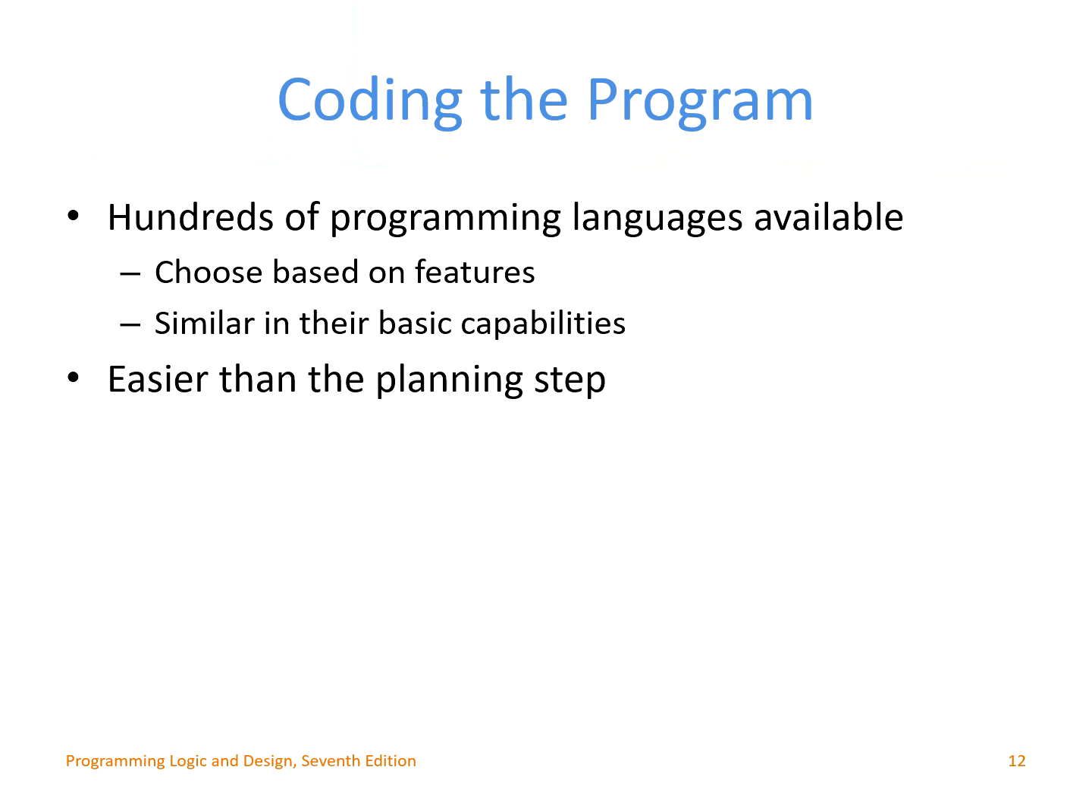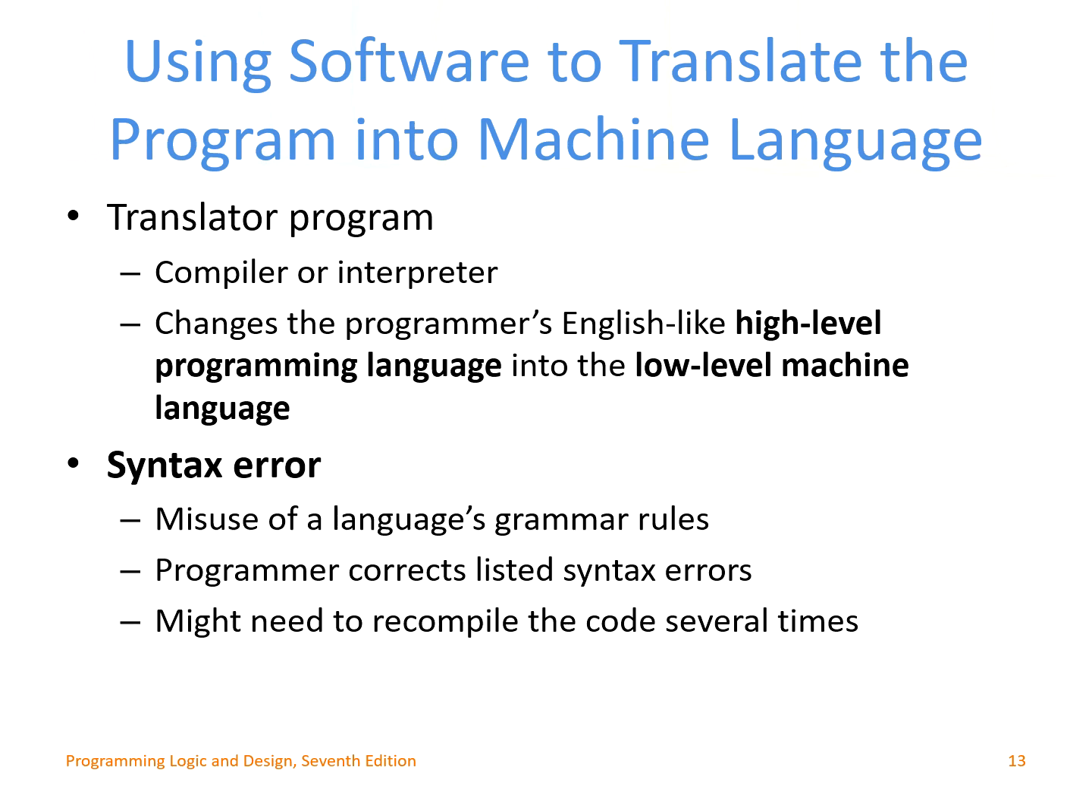Coding the program. Hundreds of programming language are available. Choose based on the features and similar in their basic capabilities. Translator program, compiler or interpreter. Changes the program's English like high-level programming language into the low-level machine language. Syntax error. This is the misuse of language grammar rule. Might need to recompile the code several times and programmer corrects listed syntax error.